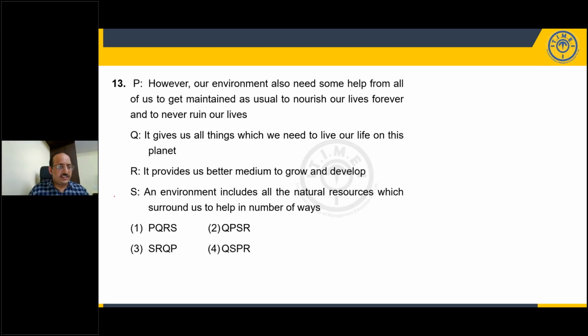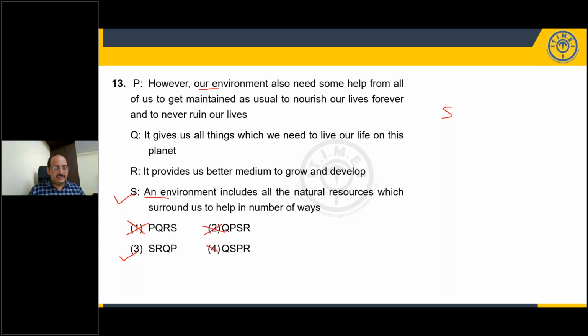So can my first line be S? Yes, because as you know, when I say a doctor, first it is "a doctor", then it is "the doctor". So I'll have to start with S and then I can have "our environment" later. So which option starts with S? Option number 3. The others have different first lines. So directly 1, 2 and 4 can be eliminated. My answer is option number 3.